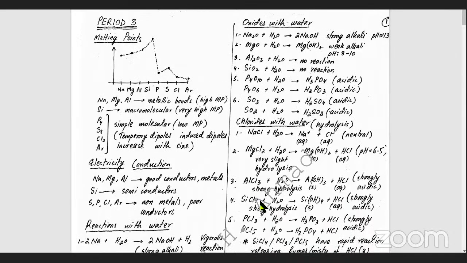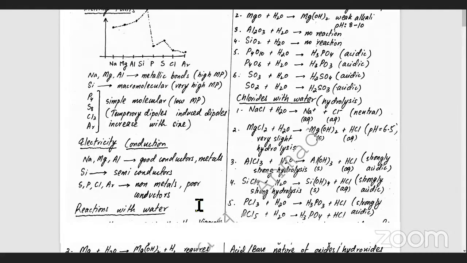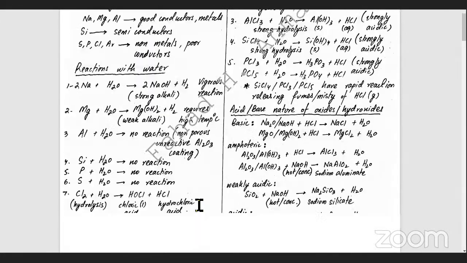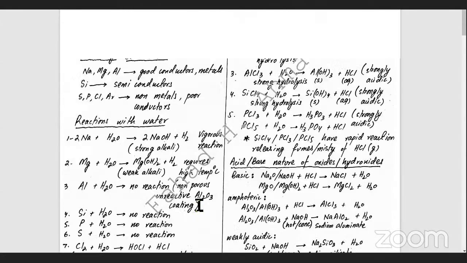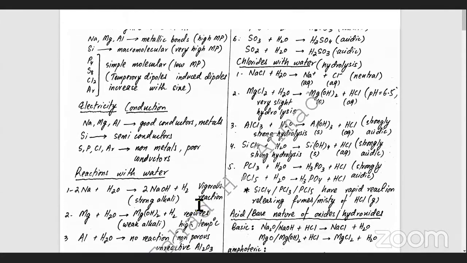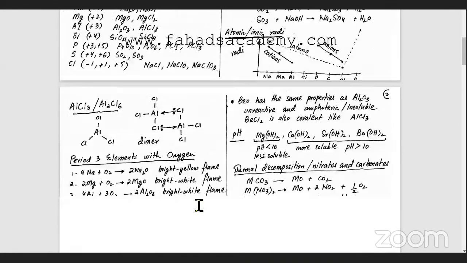Most of it is just mainly reactions that you have to memorize about melting points, period 3, which one conducts electricity, what are the reactions with water. That's period 3. The common oxidation states and the acid-base behaviors, the reactions of chlorides with water. So we'll go over them in class later on.